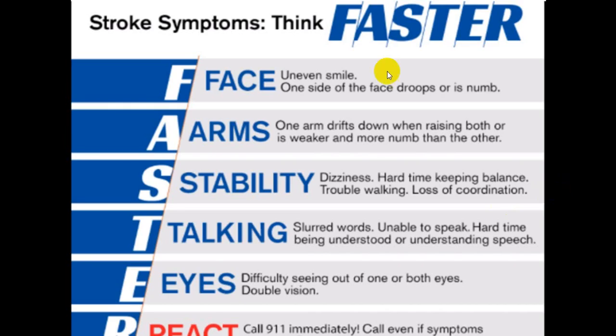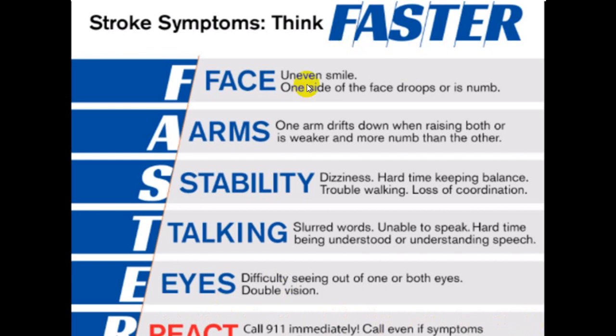And then comes what we call FASTER. F for face, A for arm, S for stability, that is balance, T for talking, that is slurred speech or even aphasia, E for eye, that is double vision or maybe even a field of vision being affected, and R for react fast, and that is call emergency, contact hospital, contact senior doctor, consultant doctor, etc. So that is called FASTER.